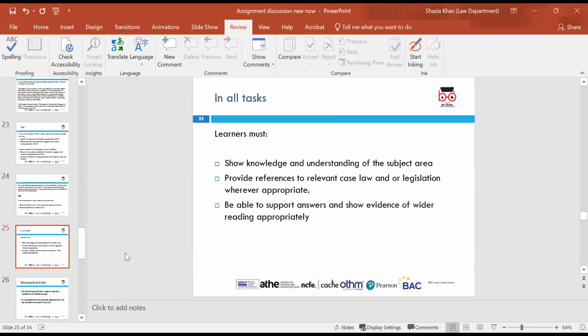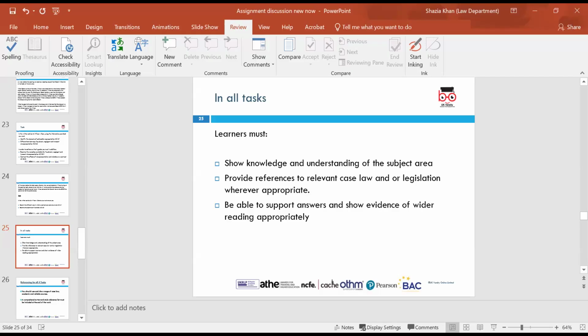Make sure you use clear legal reasoning supported by case law and legislation, and make sure you are advising the parties as you are being asked. Use headings, avoid using bullet points, write professionally, and aim to meet the criteria for a pass. If you want to get a merit or distinction, then you must meet that criteria as well.